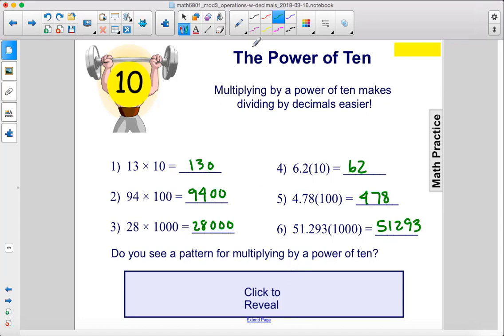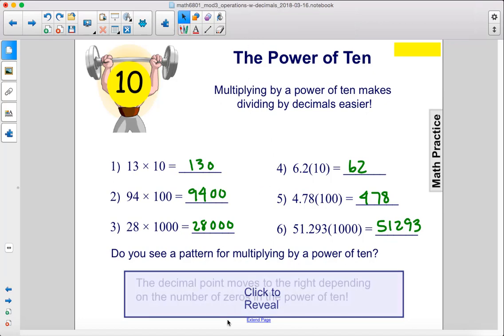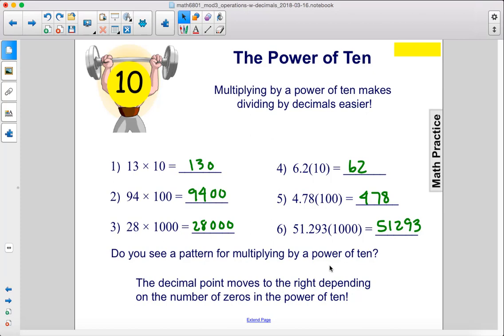Do you see a pattern for multiplying by a power of 10? The decimal point moves to the right depending on the number of zeros in the power of 10. So here we had 3 zeros, so we move this decimal to the right 3 times.